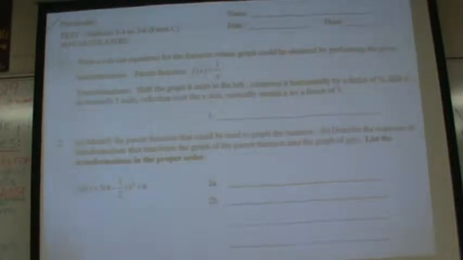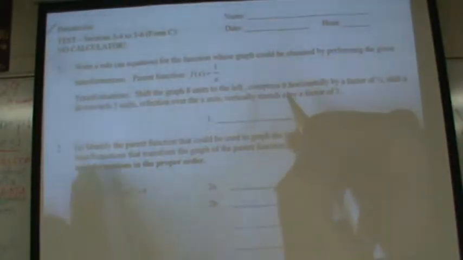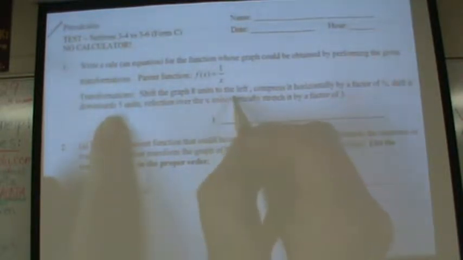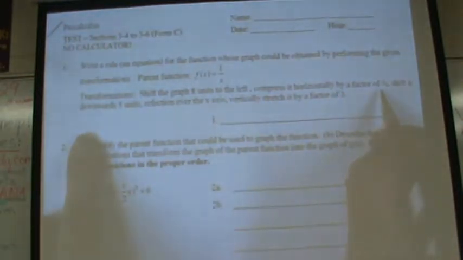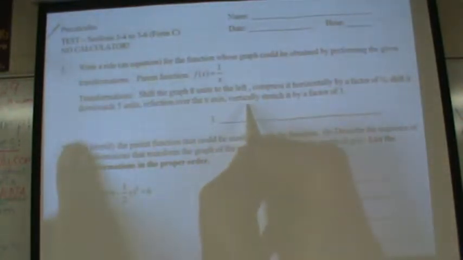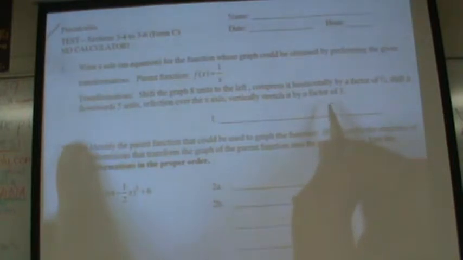Question number 1, it says write a rule for the equation for the transformation of shifting a graph 8 units to the left, compressing it horizontally by a factor of a half, shift it down 5, reflect it over the x-axis, and vertically stretch it by a factor of 3.